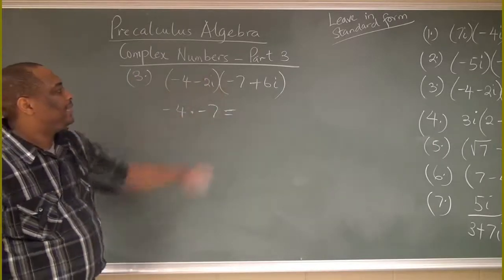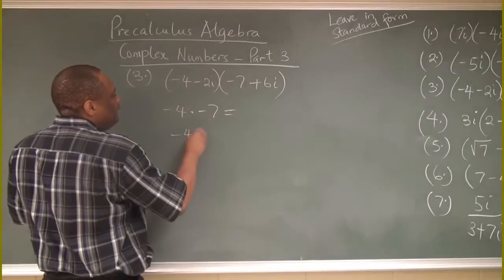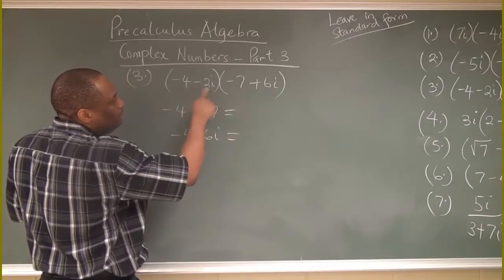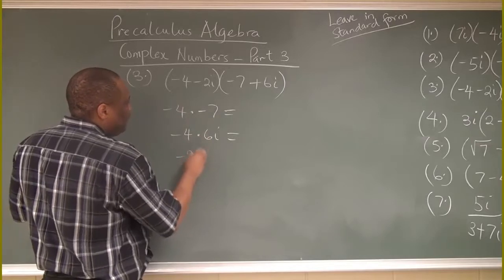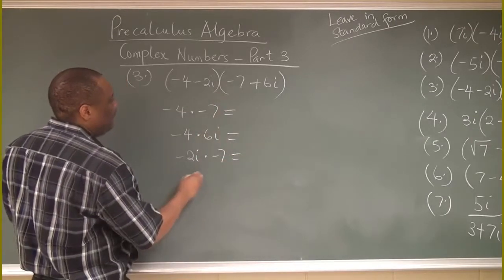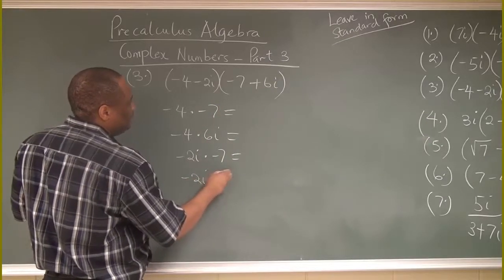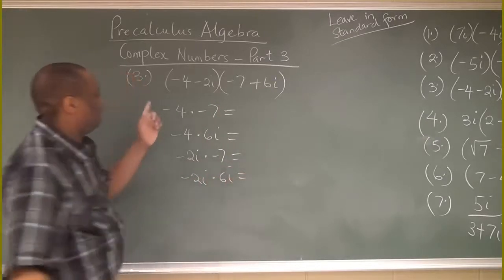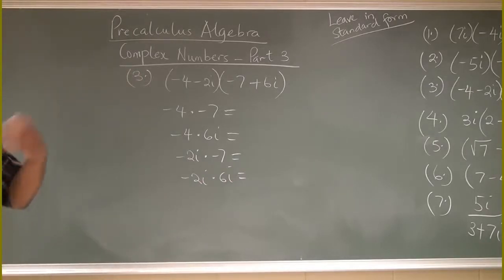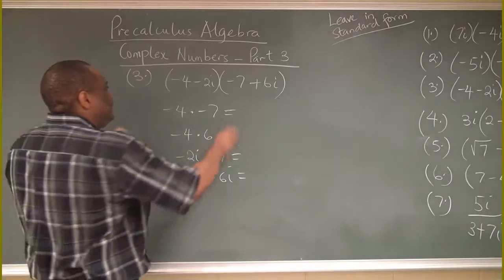-4 times -7, then -4 times 6i. So you finish using -4. You continue with -2i times -7. And then -2i times 6i. This is like first, outer, inner, last. You want to do that? Okay. So what is it going to be? -4 times -7 is what?